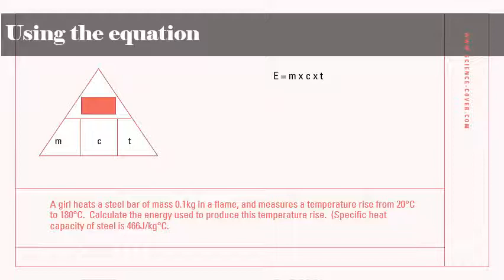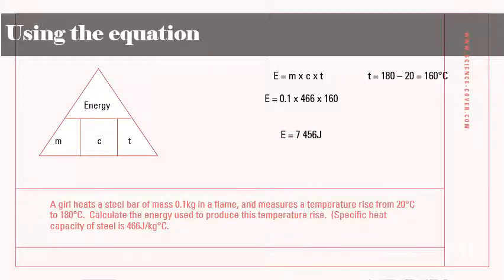Next, to find the temperature rise. So we started off at 20 and we've ended up at 180. So we can do 180 take away 20 to get 160 degrees Celsius as a temperature rise. Now we can substitute the numbers into the equation. So the mass was 0.1, specific heat capacity is 466, and the temperature change we've calculated as 160. And when we multiply these three together, you get 7,456 joules.